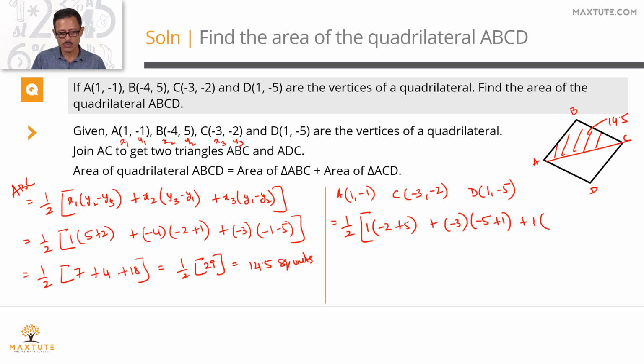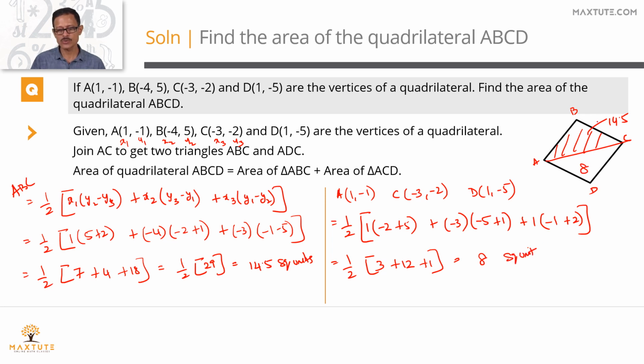Plus x3 (y1 minus y2), minus 1, minus of minus 2, which is equal to a plus 2. Close parenthesis. This is equal to half into 5 minus 2, a 3 into 1, which is 3. Minus 5 plus 1, which is a minus 4 into minus 3, which is equal to plus 12. Minus 1 plus 2 is a plus 1. So this is plus 1. So we have 12 plus 1, 13 plus 3, 16 by 2, which is equal to 8 square units.